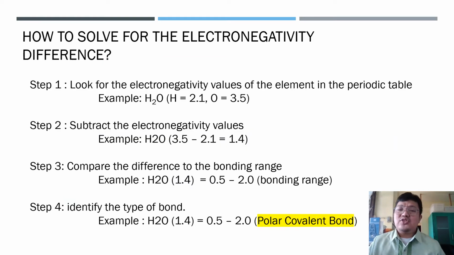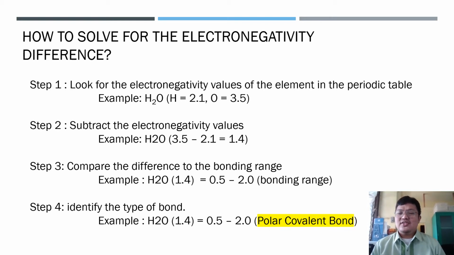Now, how to solve for the electronegativity difference? We have here 4 steps to follow in order for you to get the electronegativity difference. Step 1 is to look for the electronegativity values of the elements in the periodic table of elements. If you have a physical periodic table of elements, nandoon yan sa maliit na kanto nakalagay yung electronegativity values. But if you don't have the physical copy, you may download an app for the periodic table of elements. Nandun na lahat ng values na kailangan yung malaman.